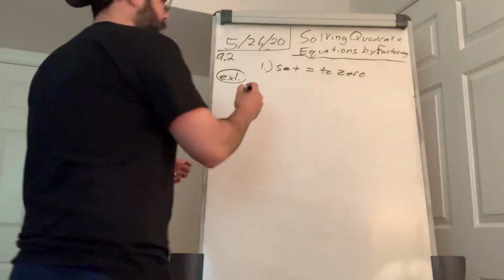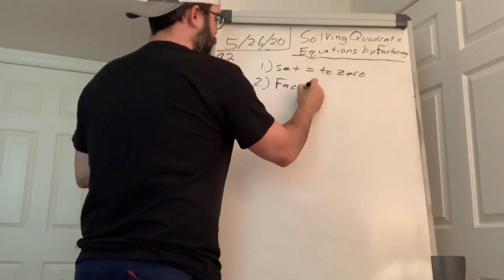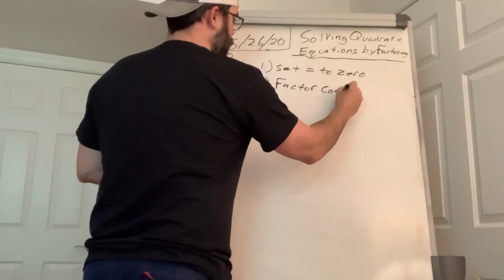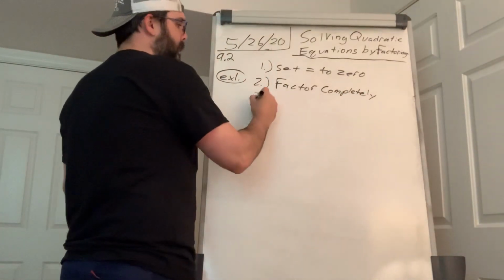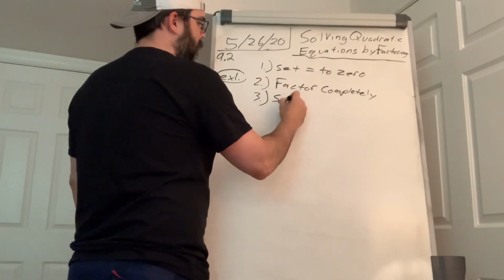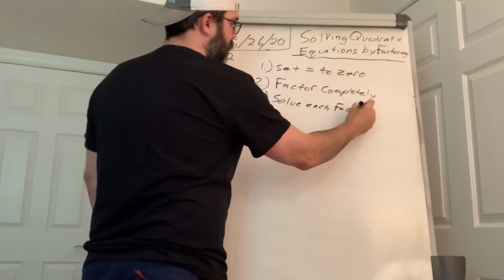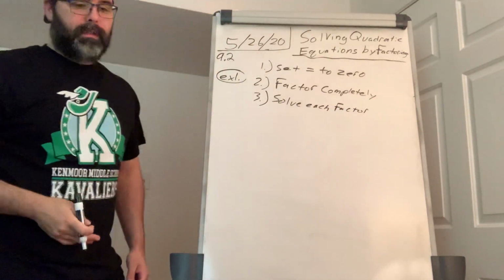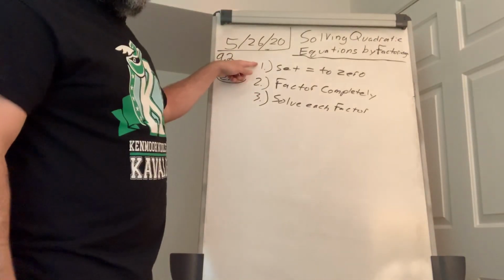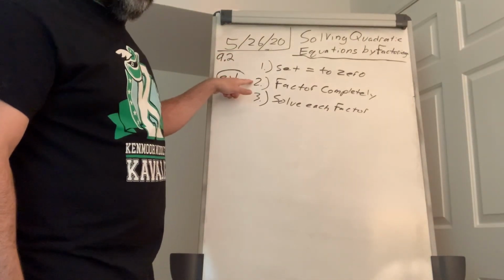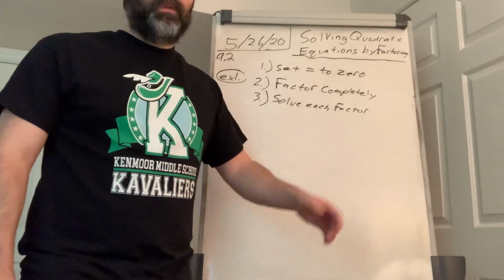All right. The second step is factor completely. And then the third step is solve each factor. So there's 3 steps to solving a quadratic using this method. Set the function equal to 0, factor the function completely, and then solve each factor separately.